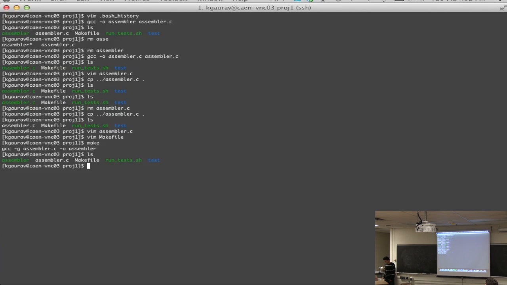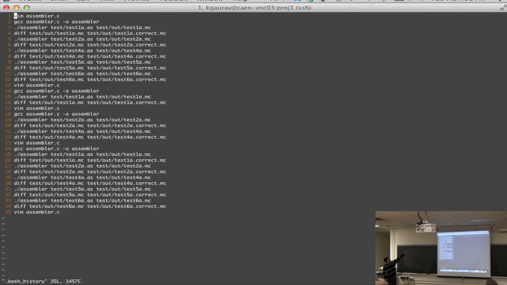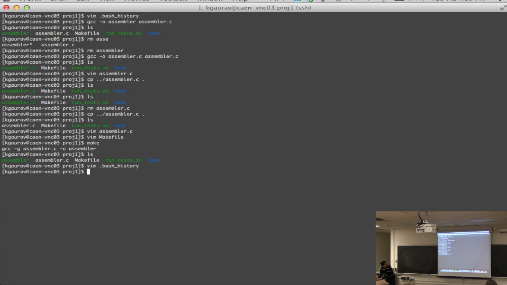Makefiles are important. So the next thing is, if we open up my bash history again, so I took care of that compile statement. Now I've got all of this testing that I do. And being a good tester, I've written out a series of test cases. These are my assembly files that my assembler is supposed to assemble.